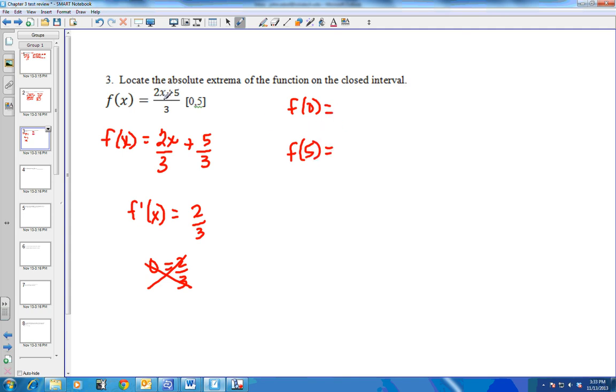So now I'm plugging 0 into this. So 2 times 0 plus 5 over 3, that's going to be 5/3. Now I'm plugging 5 in. So that's what, 15 over 3 or 5. So this has to be my max. This has to be my min.